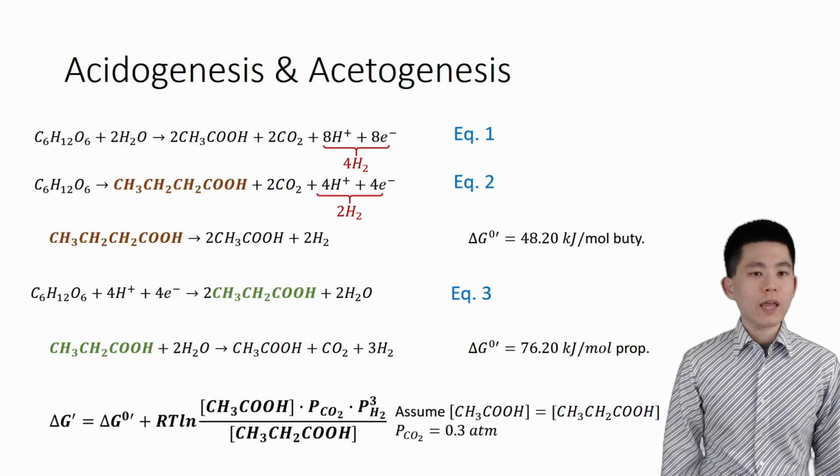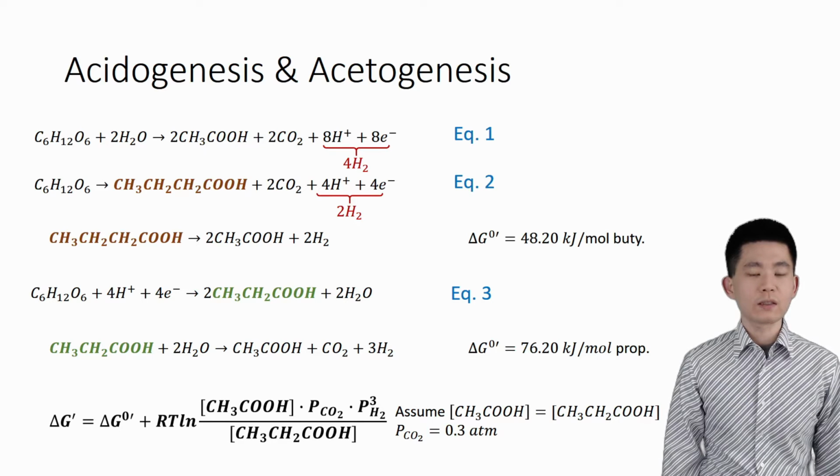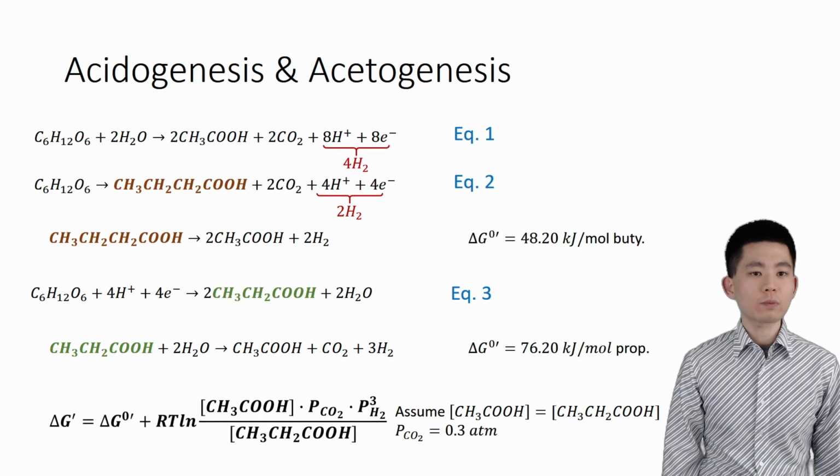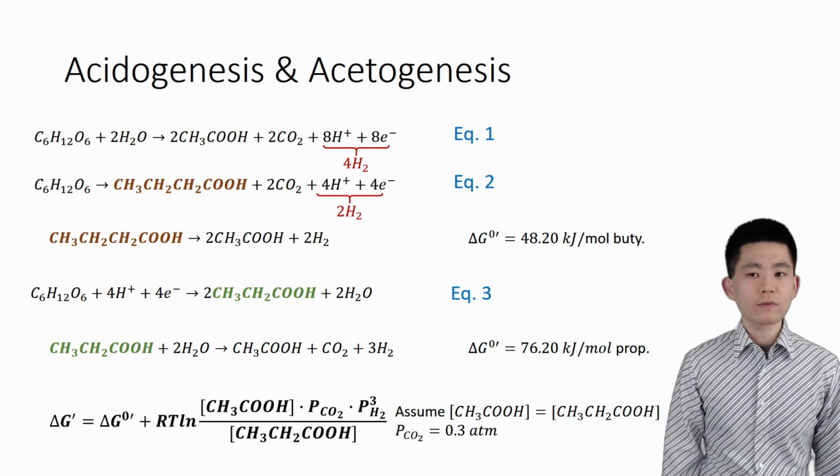So, to make the reaction happen spontaneously, delta G naught needs to be less than 0. Can you calculate the highest partial pressure of hydrogen that can make this happen based on this equation? We can reasonably assume that the concentration of propionate equals the acetate and the partial pressure of CO2 is 0.3 atm. And can you do the same for butyrate with the same assumption?